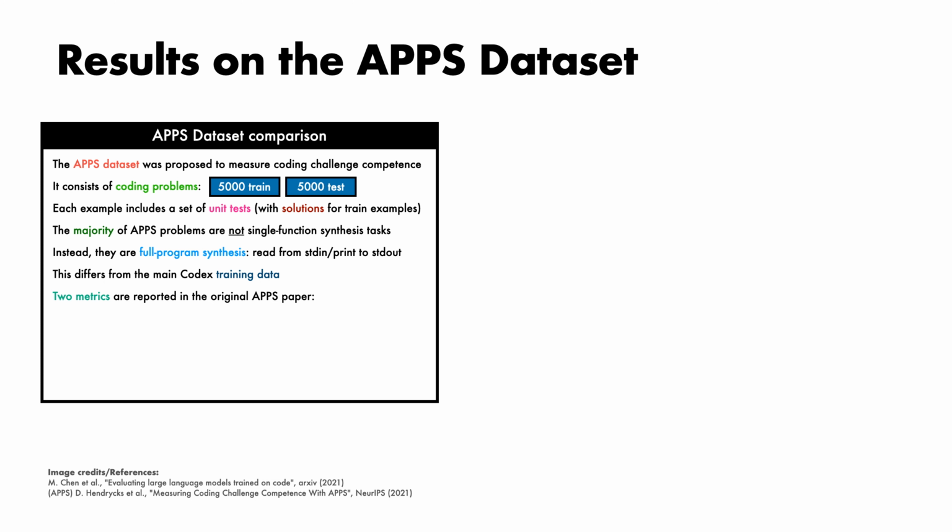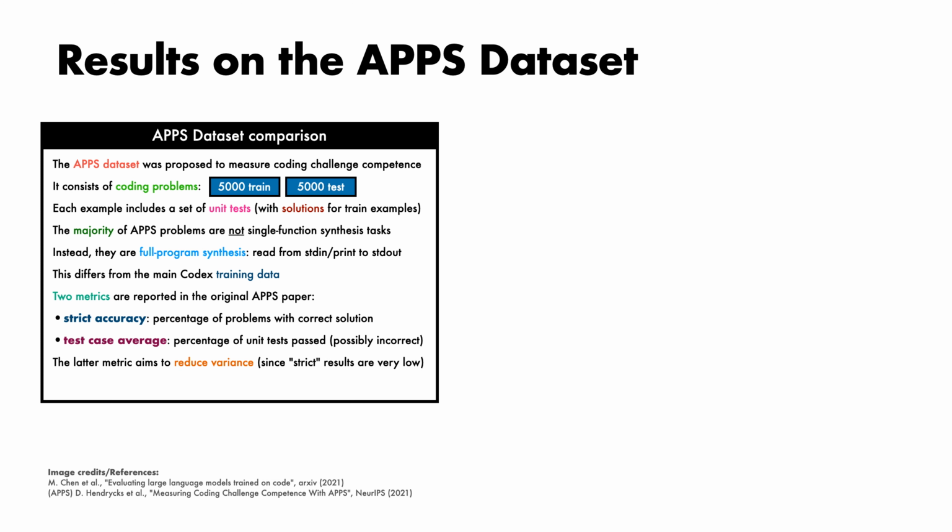As a piece of background context for this comparison, two metrics are reported in the original APPS paper: the strict accuracy, representing the percentage of problems where the model finds a correct solution, and test case average, the percentage of unit tests that are passed, regardless of whether the solution is correct for the problem. The Codex authors note that this latter test case average aims to reduce variance since the strict results are very low. They instead choose to report results only under the strict accuracy criterion, and do so with pass@k for various values of k.